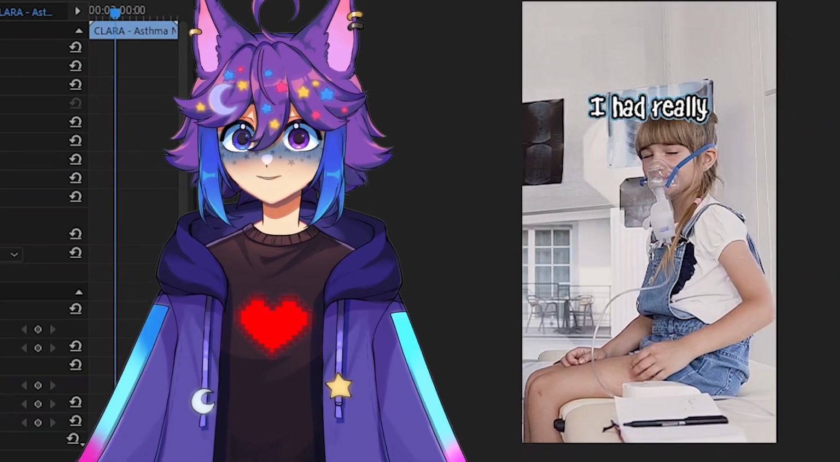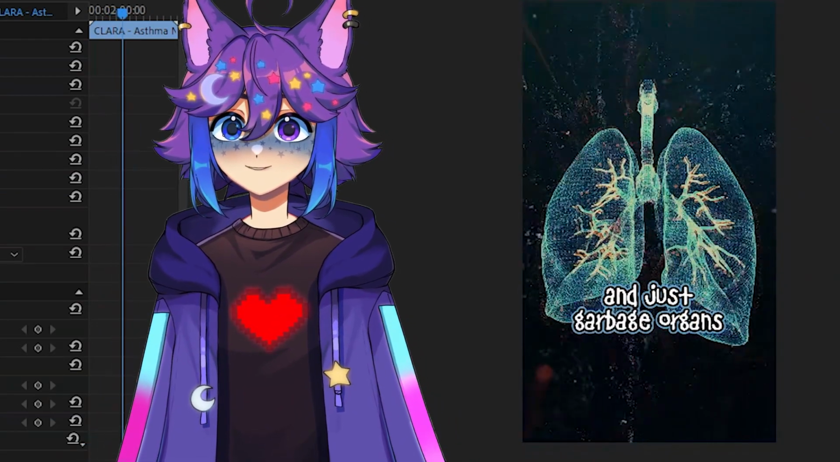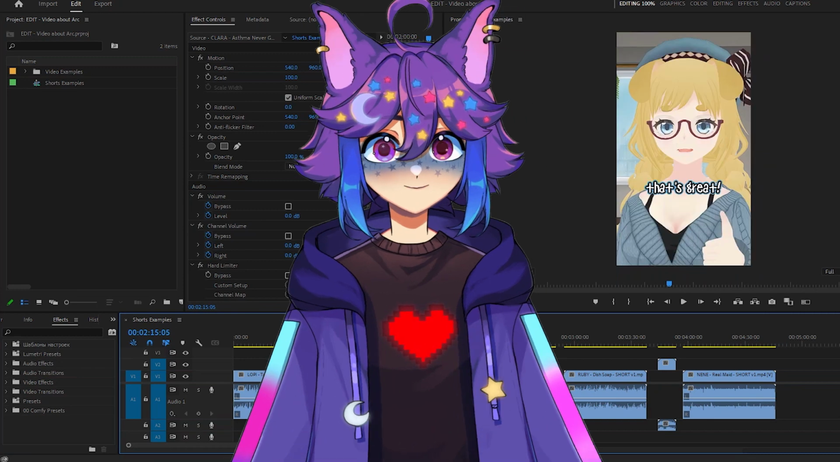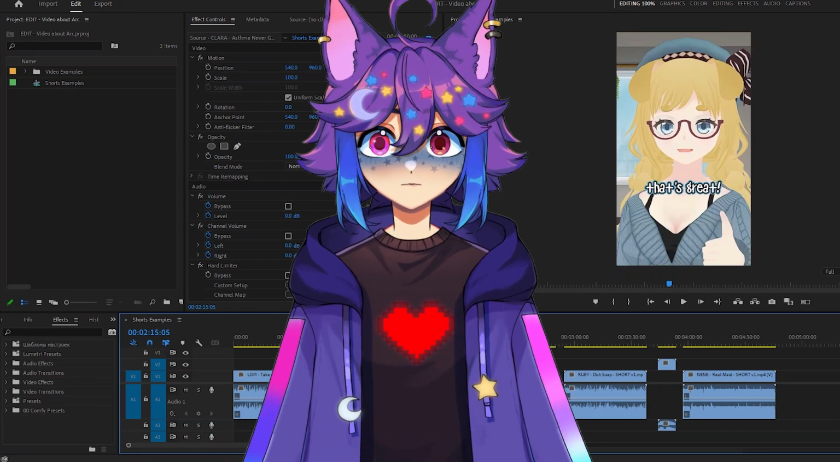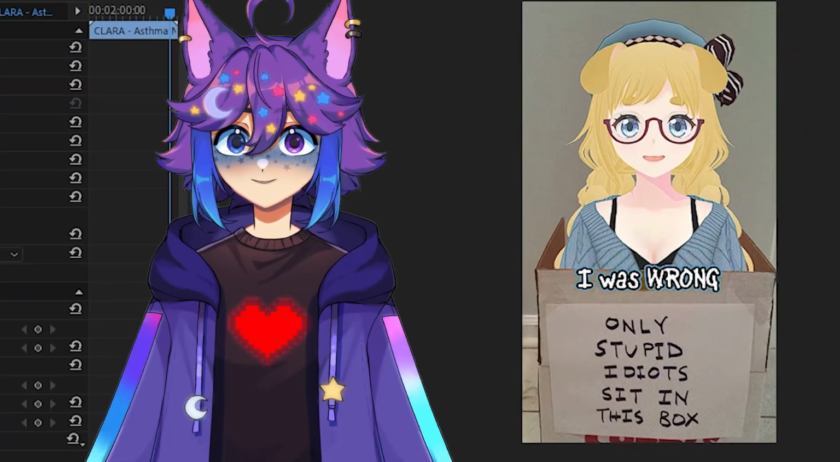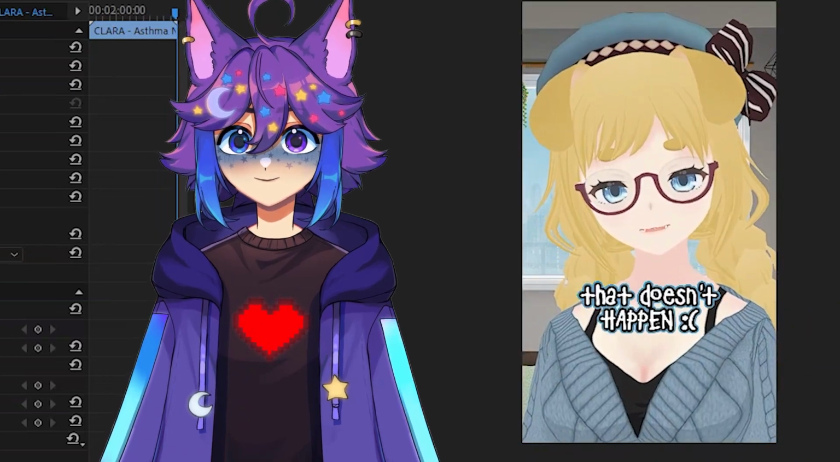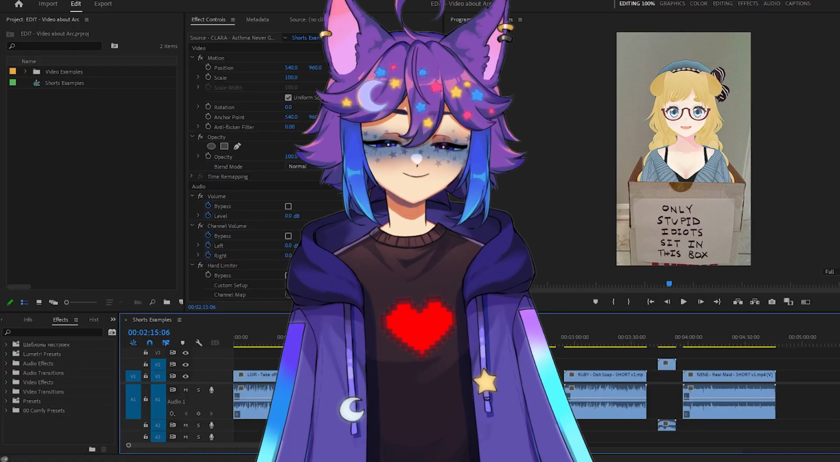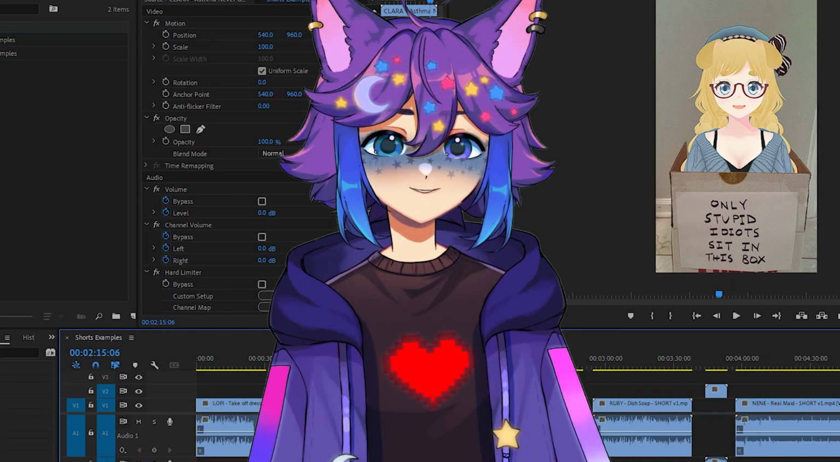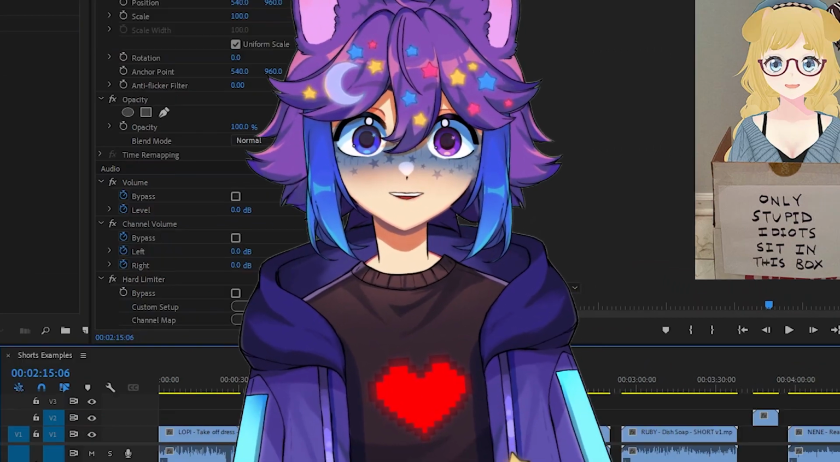When I was a child, I had really bad asthma and just garbage organs. So that's all the act 2, right? And then right here, we hit the punchline. I was wrong. That doesn't happen. This isn't really a punchline in the sort of classical sense of the word. It hammers the comedy of the situation in, and ideally seeing this will make you laugh, right?